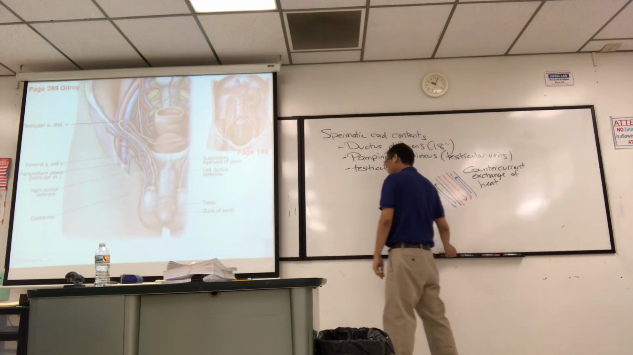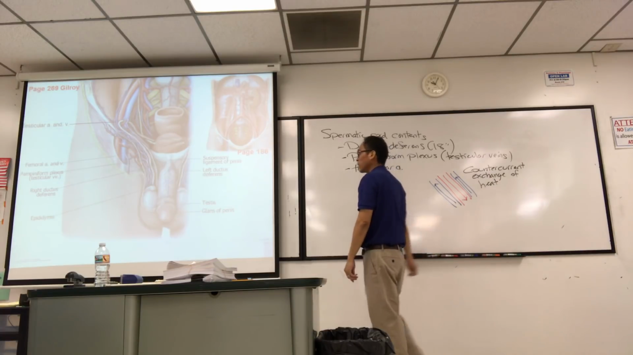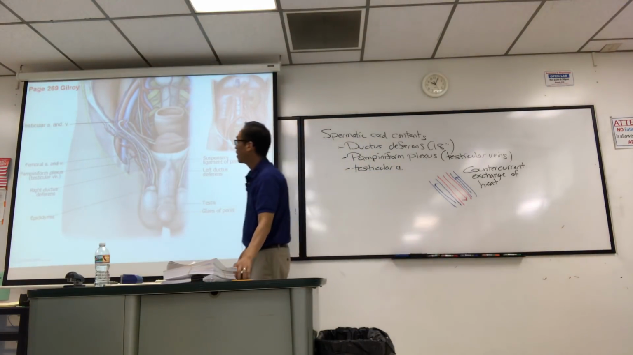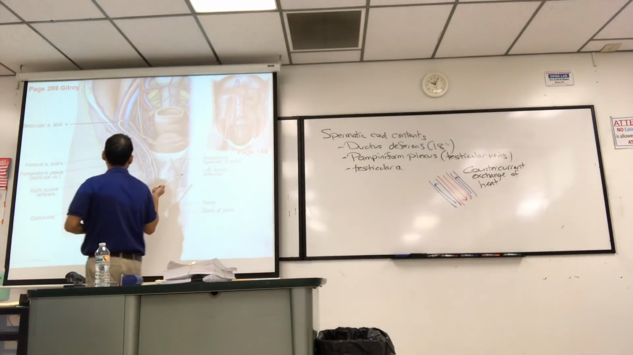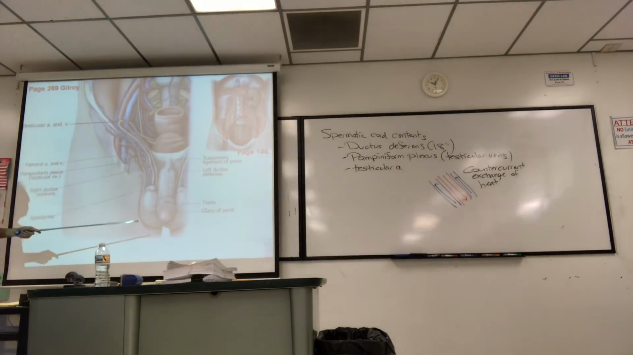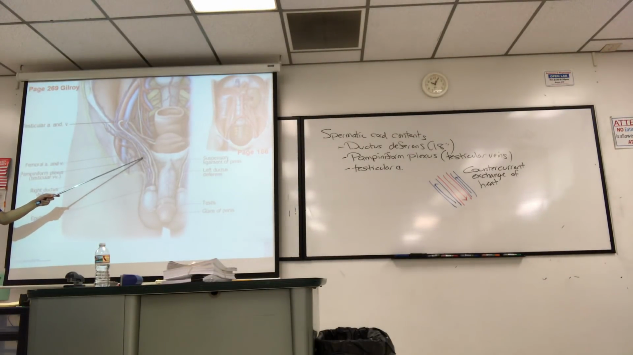That's what you've got to be able to identify there. Just look at that one red tube, the testicular artery, and there are many testicular veins. You can see that in the room there.